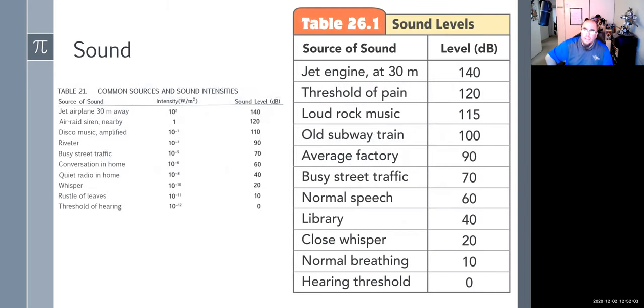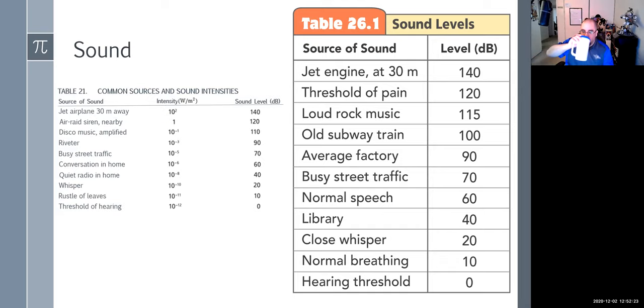So this is kind of looking at a couple different sources of sound, right? A jet plane, about 30 meters away, is 140 decibels, and 120 decibels for an air raid siren. Oh God, that's a lot, right? Threshold of pain is 120 decibels.